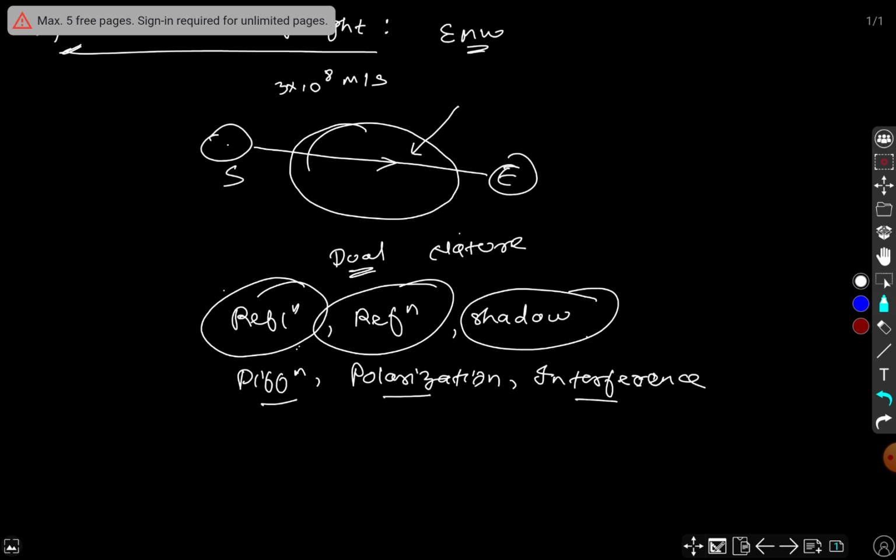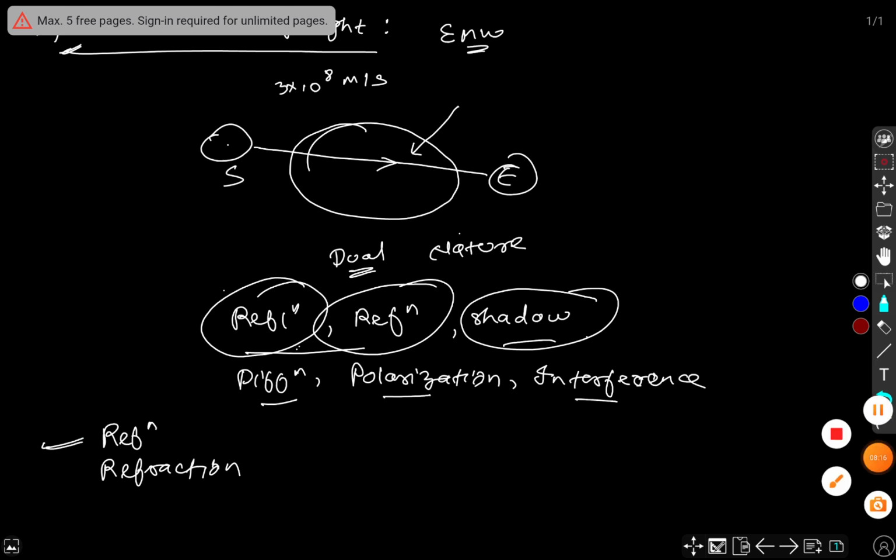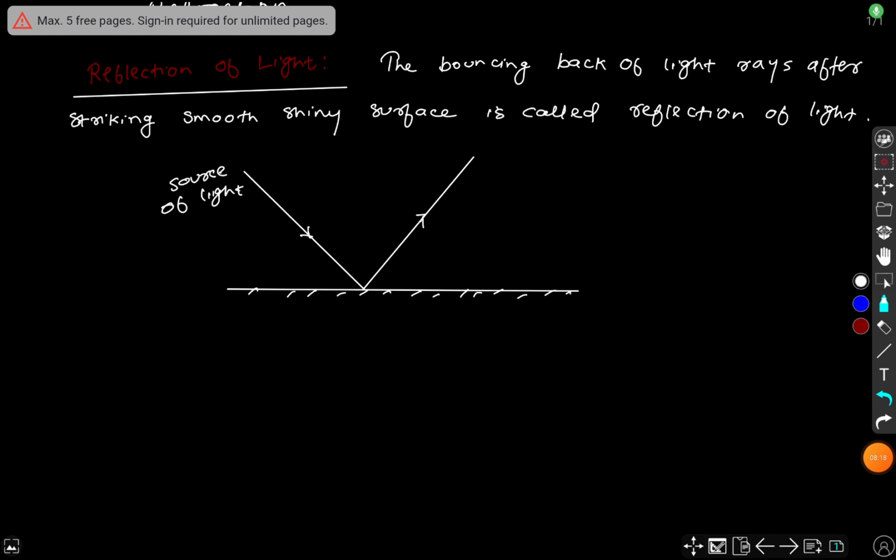You might have studied about the shadow formation. In this chapter we will be mainly dealing with two major phenomena: firstly reflection of light and secondly refraction of light. So let's start our discussion with the first phenomenon, that is reflection of light. So what is reflection of light?